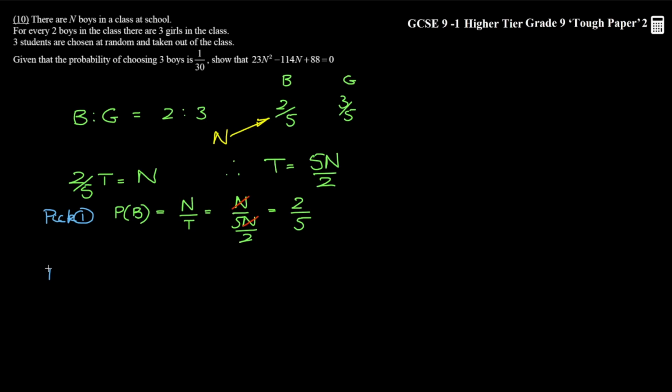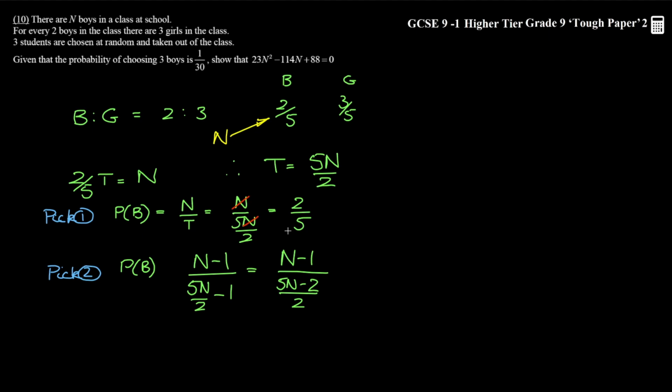So pick 2. This is slightly more complicated. Now, for the probability of picking a boy, our pick 1 must be a boy, so our total of boys has gone down by 1, and the total has also gone down by 1: 5n over 2 minus 1. Simplifying this a little bit, I get n minus 1 divided by, all over 2, this is 5n minus 2. We're going to have a big multiplication to do because the probabilities will multiply.